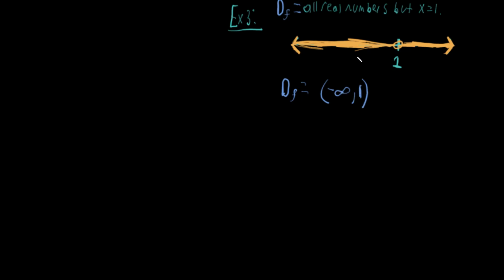But right now, all that we've done is this left part here. We haven't said anything about the right part here. So I'll show you how to do that separately over here. We still don't want to include 1. So we're going to put a parentheses. That's how we exclude something. So we're going to put a 1 right there.